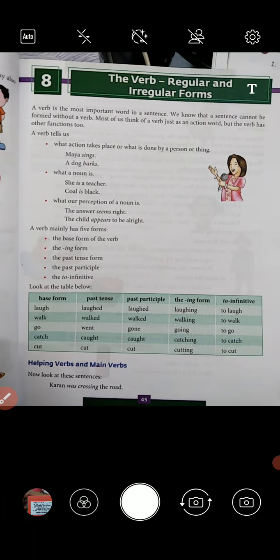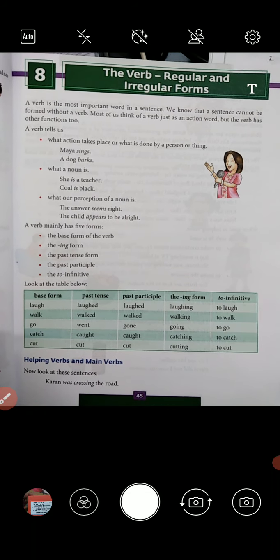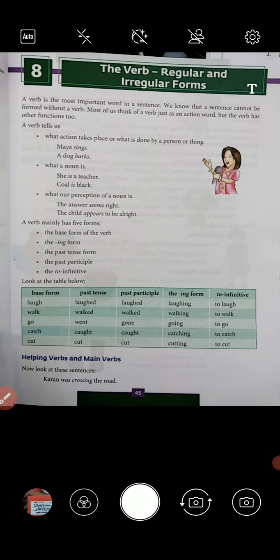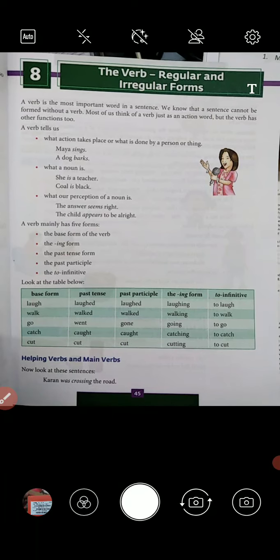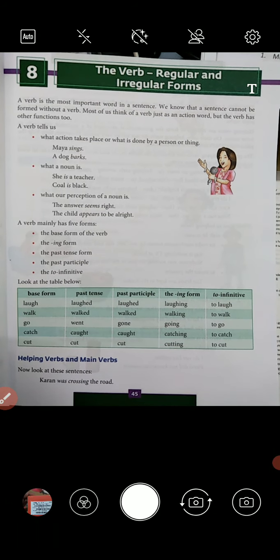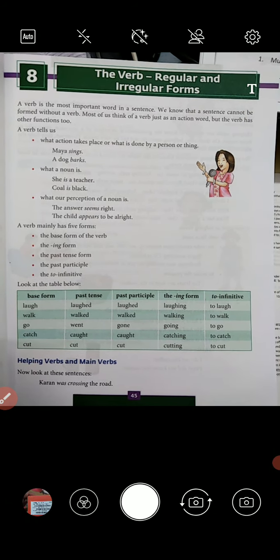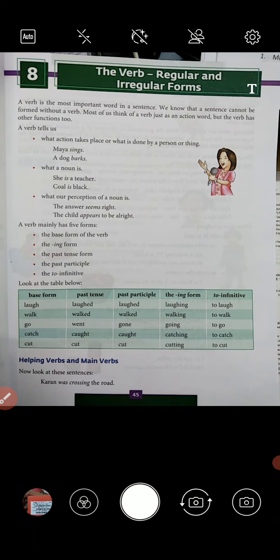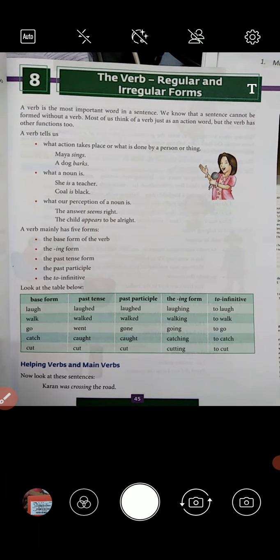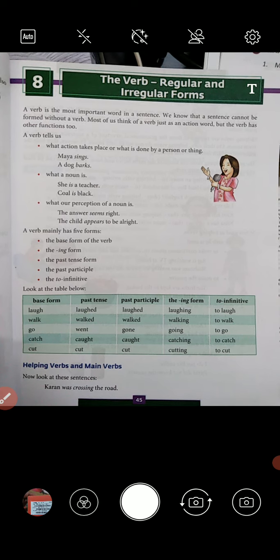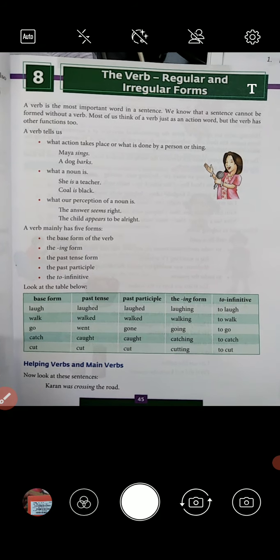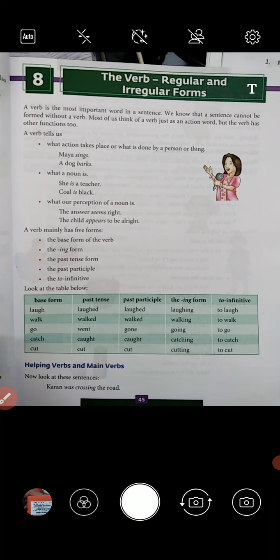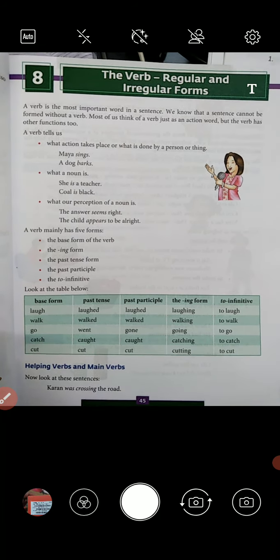Now, what is a sentence? A sentence is a group of words put together in an arranged form, and it gives meaning. And a meaningful sentence cannot be formed without a verb. Now let us see the different functions of a verb.